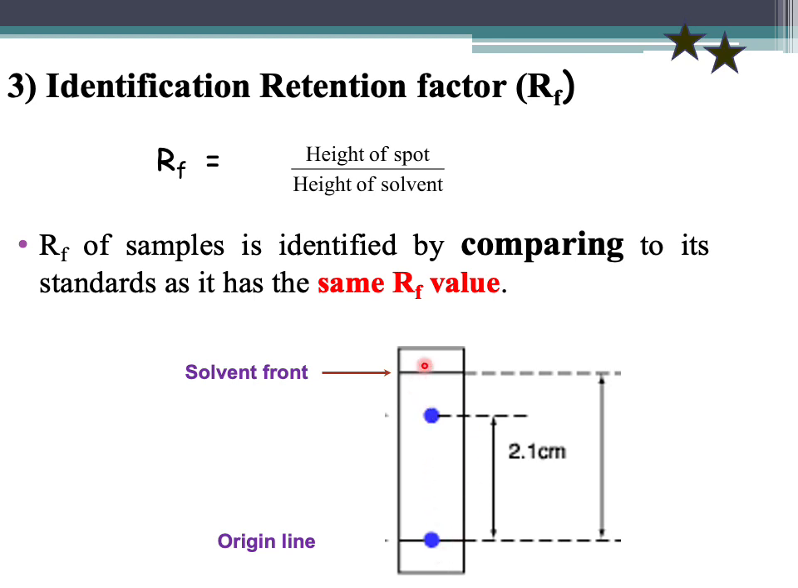So, the mobile phase will move. We will see spots here. We divide the height of the spot by the height of the solvent. So, the RF of a sample is identified by comparing to its standard, as it has the same RF value. So, we have to compare with a standard that has the same RF value.